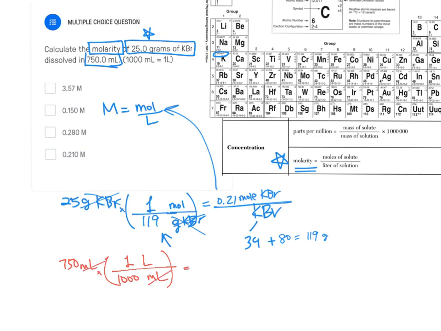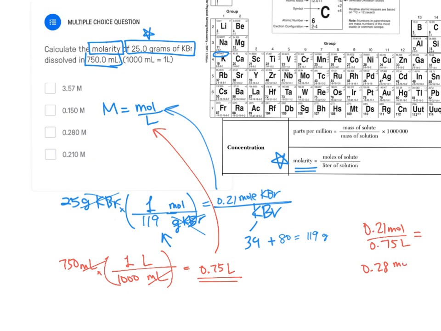So 750 divided by 1000 is going to be giving you 0.75 liters. So you just have to move the decimal place over to the left 3 times. Okay, so this information is going to be the one that goes on the bottom of that formula. So now what we're going to do is just plug in. So 0.21 mole divided by 0.75 liters. And you plug that into your calculator, and it should give you 0.28.